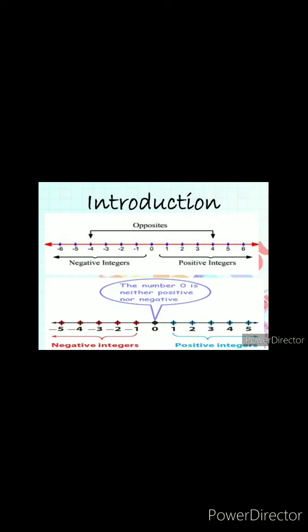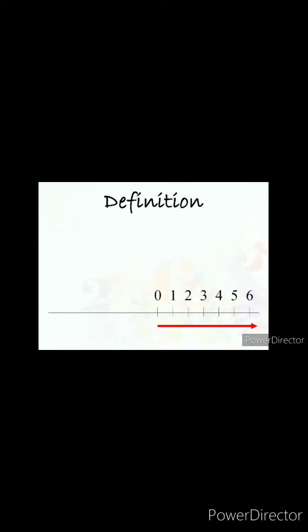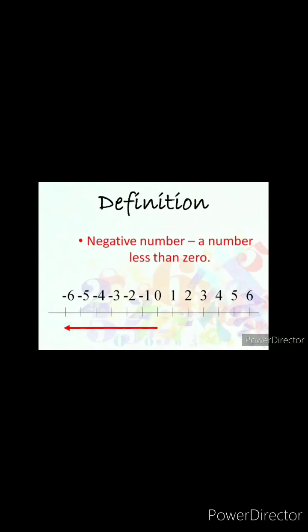Now, since we have learned about positive and negative, it's time to define them. Positive numbers are the numbers which are greater than 0. You can clearly see on this number line, these numbers are on the right side of 0. They are greater than 0. And the negative numbers are the numbers less than 0, that is on the left side of 0.